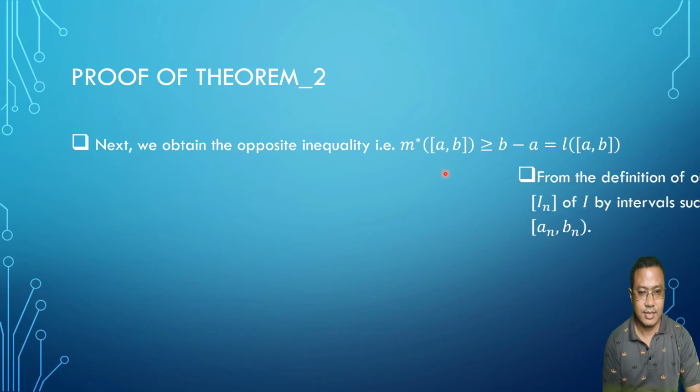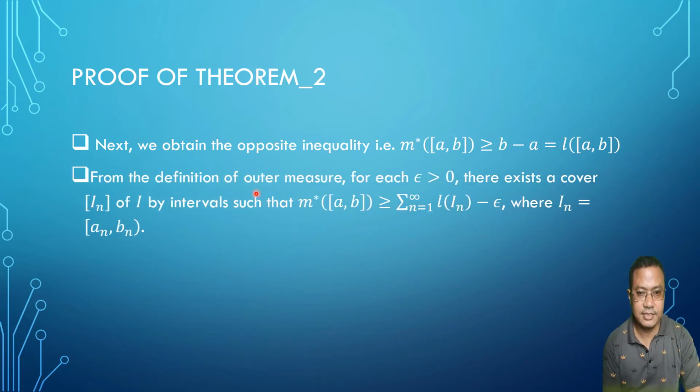Okay, so from the definition of outer measure, for every such positive epsilon there exists a cover I_n of I by intervals such that m*(I) will be greater than or equal to the summation, n going from 1 to infinity, of the lengths of the intervals in the cover minus epsilon. Where I_n is equal to [a_n, b_n), closed on the left and open on the right.